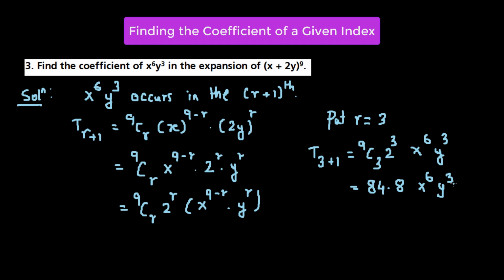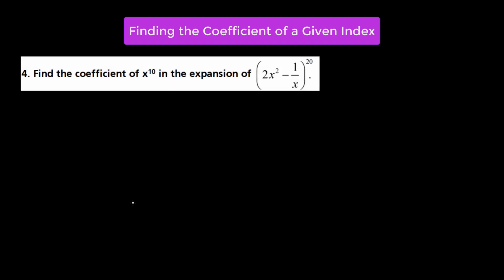So 84 times 8 gives us 672. 672 times x raised to the power of 6 times y raised to the power of 3. So there we go. We have the coefficient of x to the power of 6 times y raised to the power of 3, which is simply 672. Let's go to the next one.